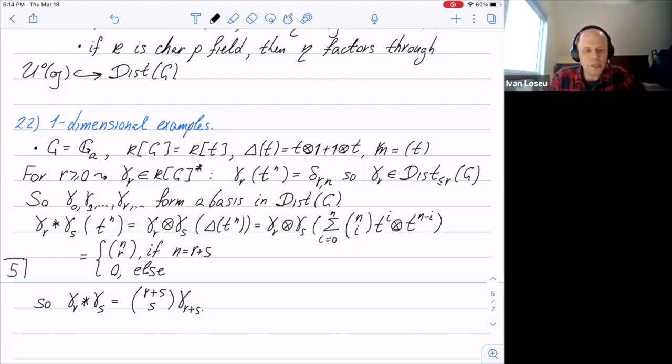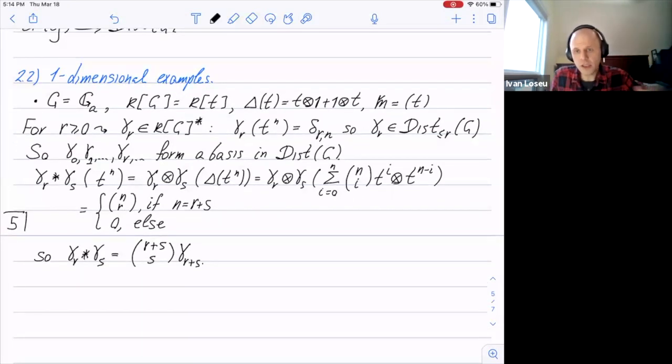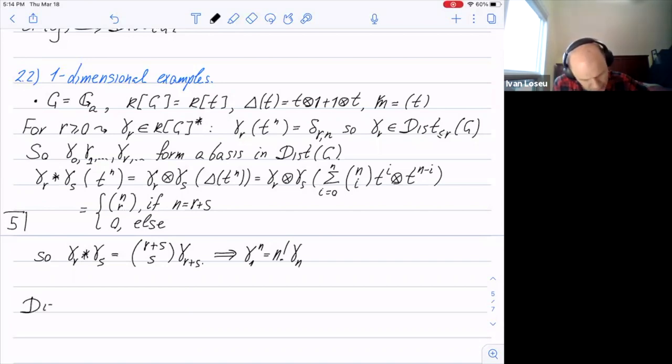Now, as was mentioned before, it's enough to understand the structure of the distribution algebra over the integers. And over the integers, we have a nice description. First of all, let's notice that from this equality, we immediately deduce gamma one to the power n is n factorial times gamma sub n. So what does Dist of G sub Z look like? Well, it sits inside of Dist sub Q.